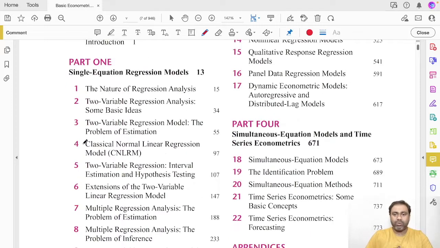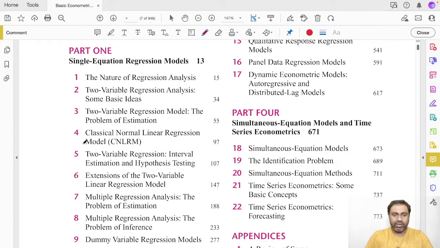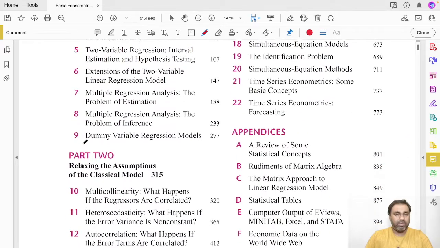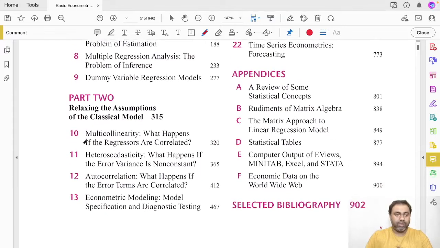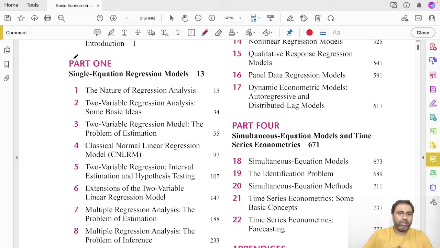So first, let me go through some of the important chapters that you need to find, and what are the important things that you need to go through. Okay. So part one is the most important, or you can say most significant part with respect to entrance examination.